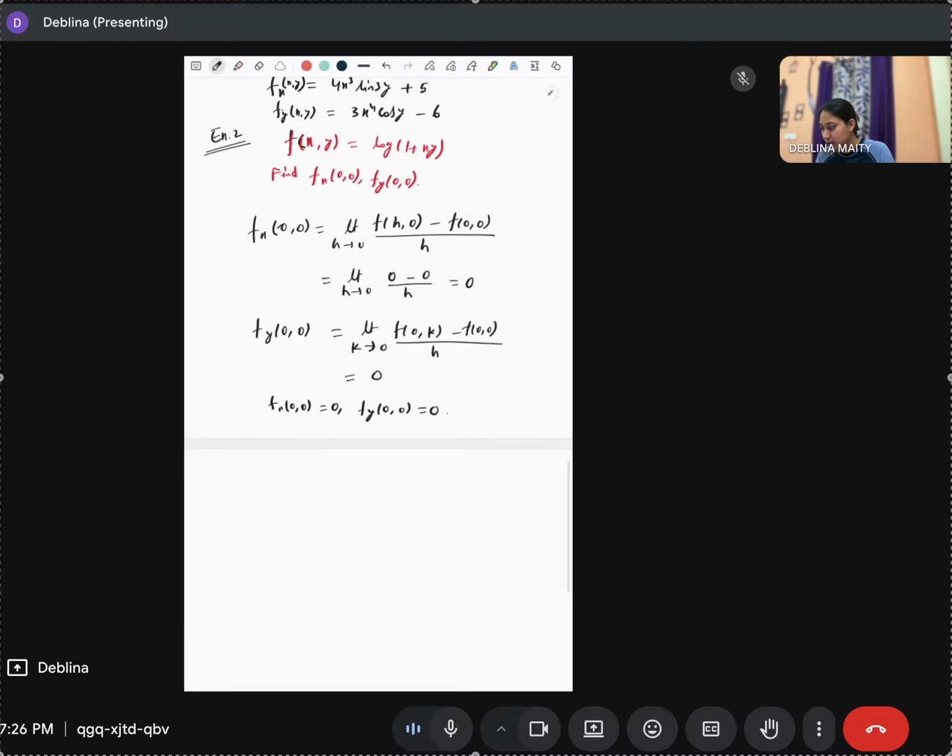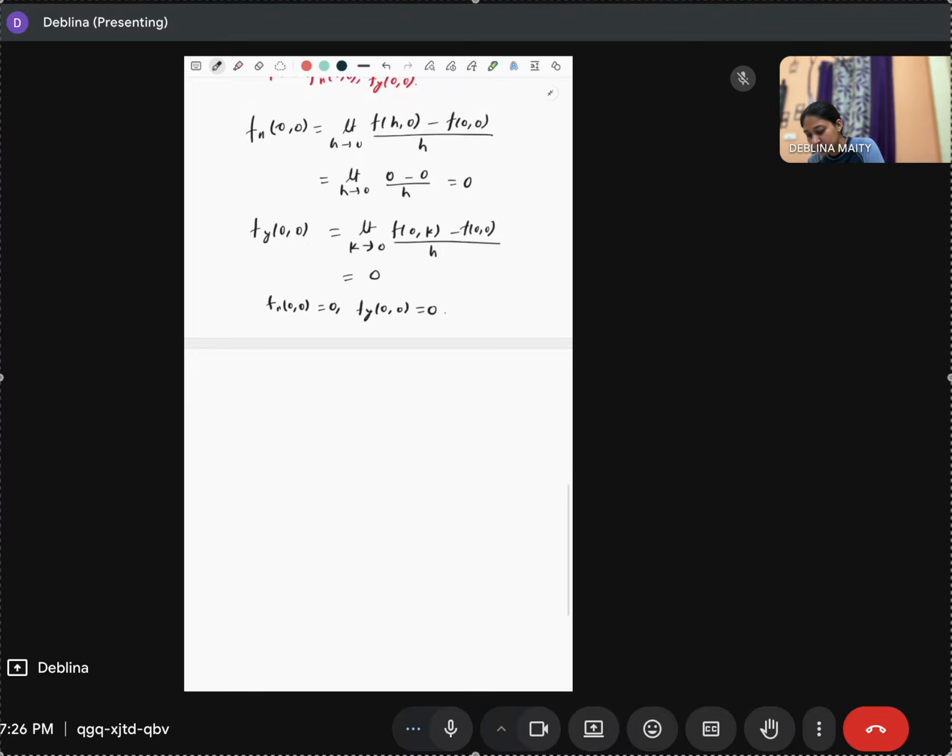Okay, let's go to the next problem. Our f(x,y) is given by y(x² minus y²) divided by (x² plus y²) whenever (x,y) is not (0,0), and 0 when (x,y) is (0,0). That means when x and y both are 0, then it is 0, right?